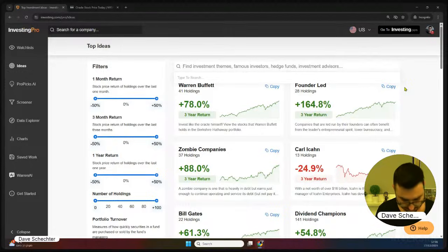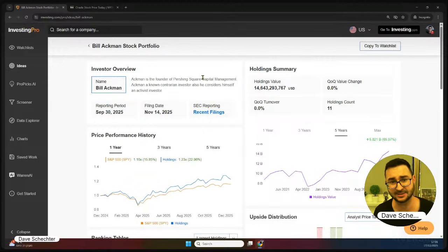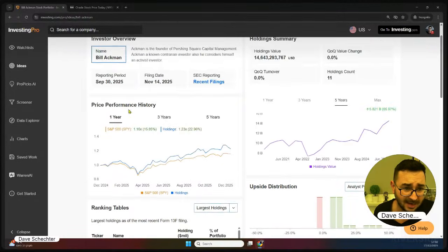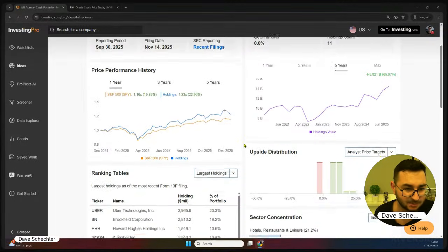So let's go ahead and take a look at Bill Ackman. So Bill Ackman is a prolific investor, and let's say I wanted to take a look at what is inside Bill Ackman's portfolio. So the top right here, I see the total holdings value, which is roughly about $14.5 billion. I see the quarter over quarter change, how many holdings are in this particular portfolio. I can see the price performance history in relation to the S&P 500 and how well Bill has been performing in relation to that benchmark.